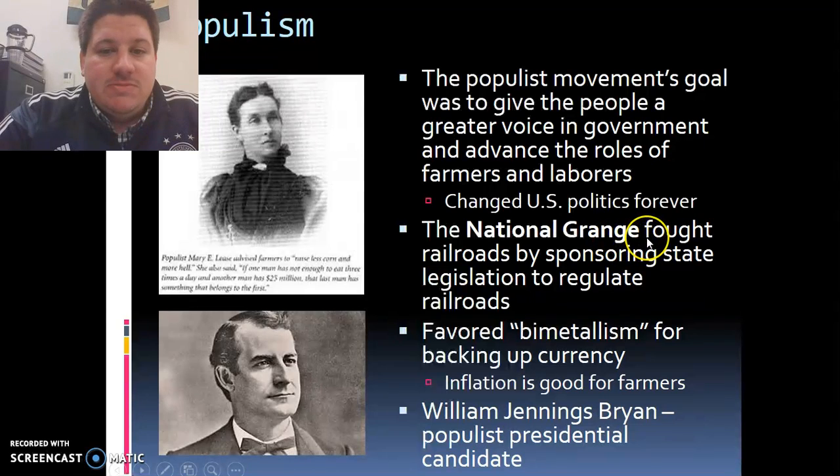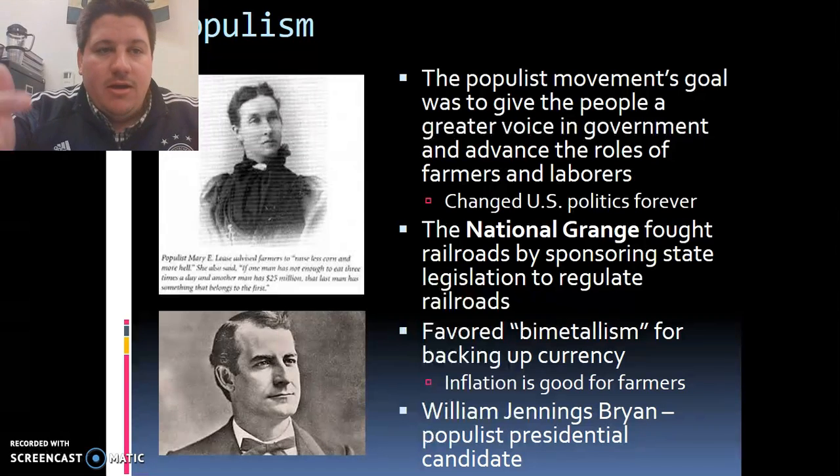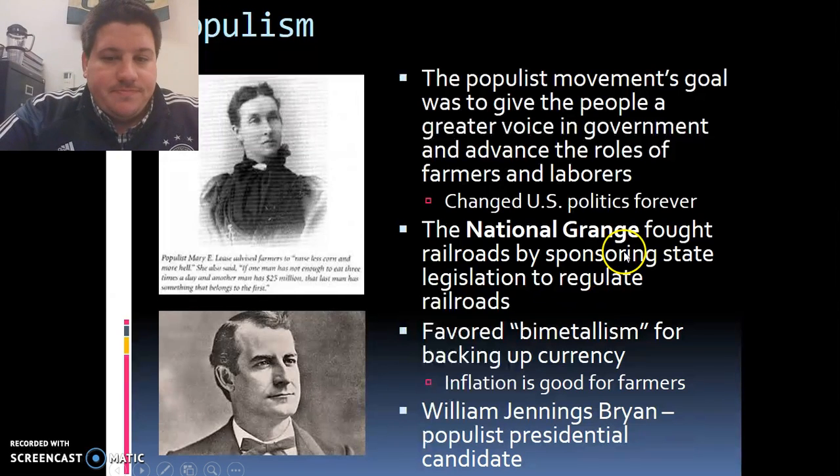One populist group was known as the National Grange. They fought railroads by sponsoring state legislation to regulate railroads. They actually supported one of two possibilities. They either wanted the national government to nationalize railroads altogether, make them publicly owned so that farmers would be charged fair prices, or they wanted the government to regulate those railroads to insist that they were being charged fair rates for shipping these goods to the market. They also favored something called bimetallism for backing up currency.